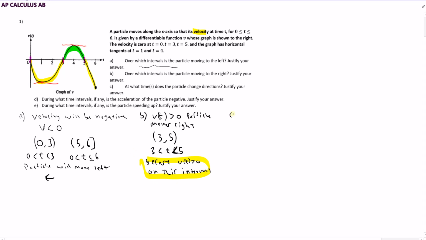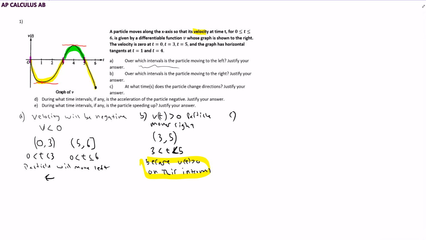Let's do C. At what times does the particle change direction? Justify your answer. All right, so it's going to change direction when it moves. It was moving left and then it moved right, or when it's moving right and then it moved left. Basically, we already have enough information here.